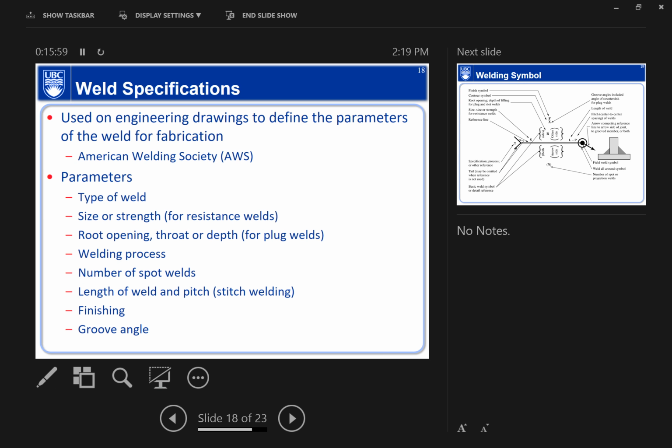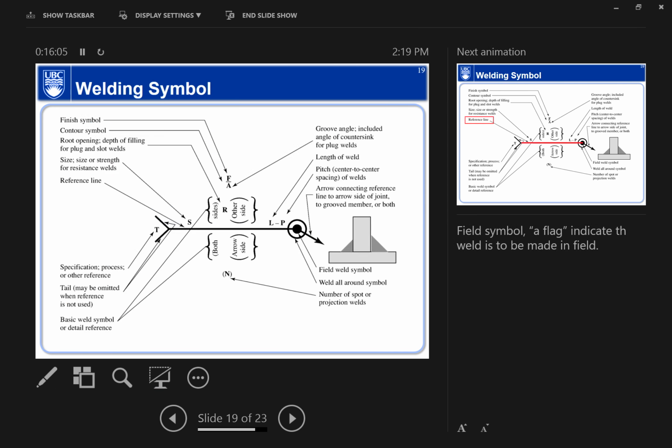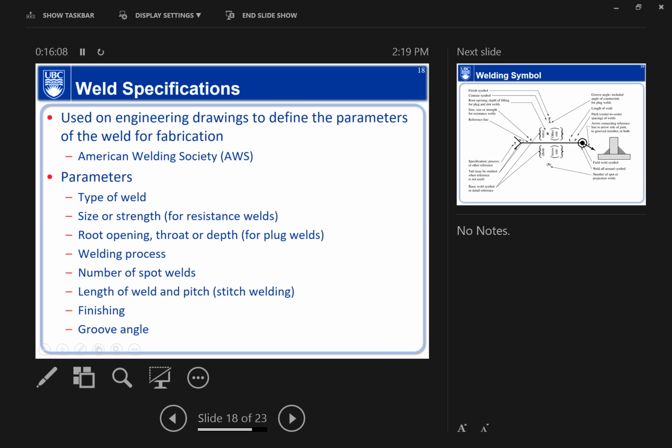So weld specification, in general, is defined by the American Welding Society. The American Welding Society defines how you denote the specification. The specification includes a number of parameters like the type of welds, the size of the welds, the root opening, so basically how you open it, the throat, the depths, welding process, and also the number of spot welds, length of welds, finishing, and groove angle. Those can all be specified on the drawing.